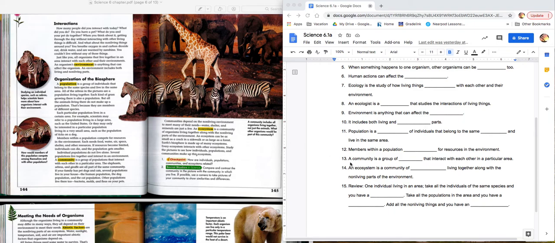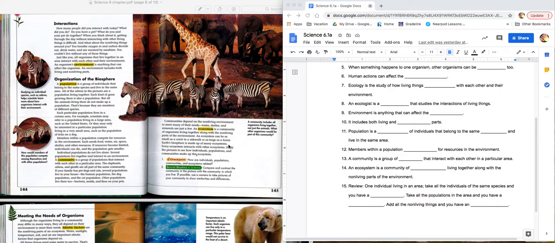Okay, so over here, guys, a community is a group of populations. So I'm going to take all the populations living in this area and we form a community. The community is populations of living things. Communities depend on non-living environment to meet many of their needs, like water, shelter, and minerals, to just name a few that we did. So that gives us the definition of an ecosystem. An ecosystem is a community of organisms living together along with the non-living parts of the environment. An ecosystem can be as small as the crack in a sidewalk or as large as a forest.